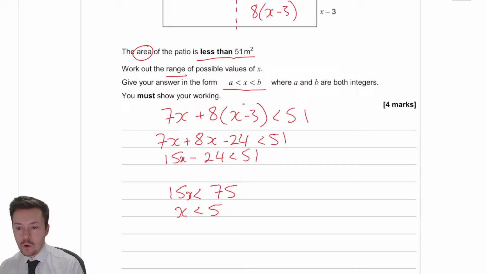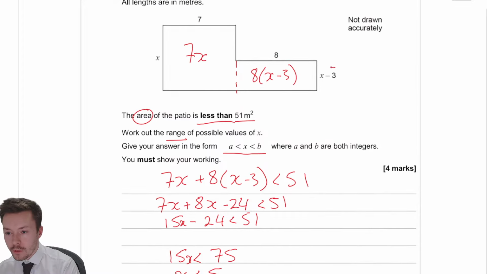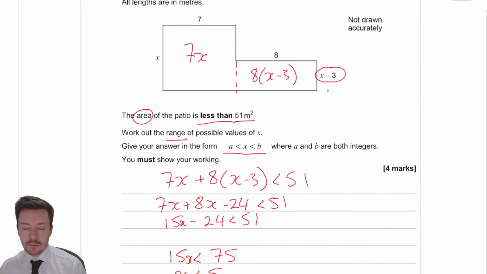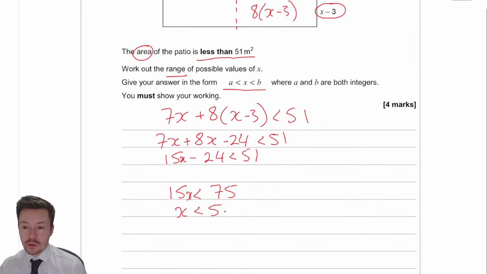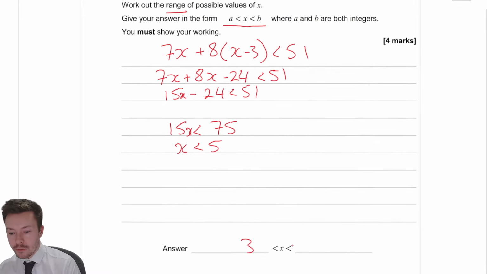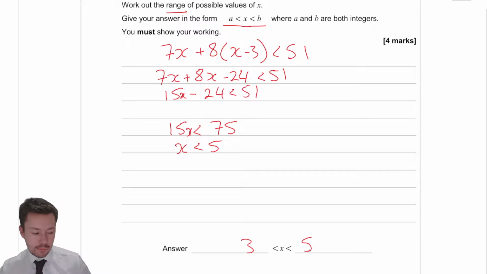Now, that's one side of it, the x is less than bit. We need to have x is greater than. Now, for this bit to be a length here, the x minus 3, x has to be bigger than 3. And so that gives us both of our values. So x is greater than 3 and less than 5. Okay, that's the values that it needs to be between.